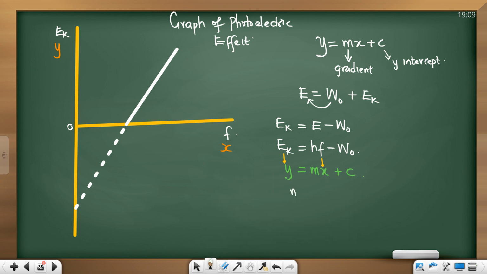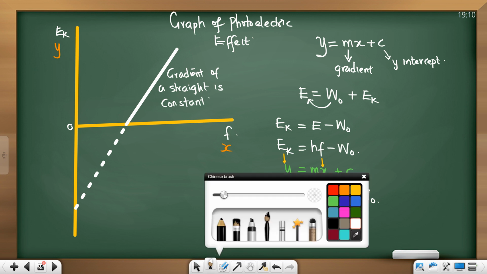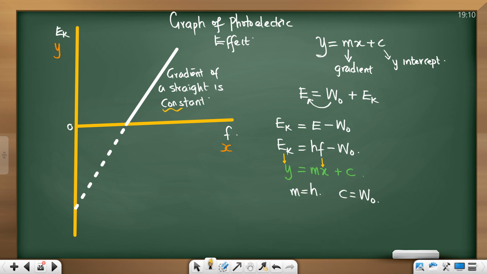What is m? m is the gradient. What is c? The work function. Hold on, guys, look up quickly. I need to get something here. I want this thing to sink in. Do you notice that the gradient of a straight line, what is it in math? In analytical geometry, it is constant. That's when we talk about collinear points. The gradient of a straight line is constant.